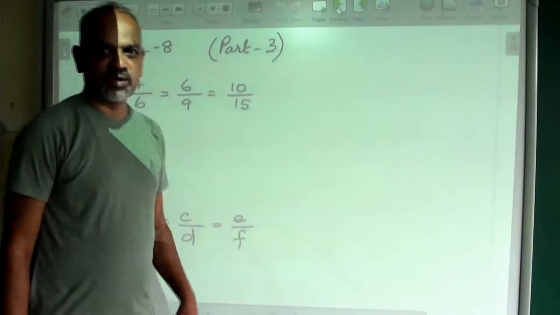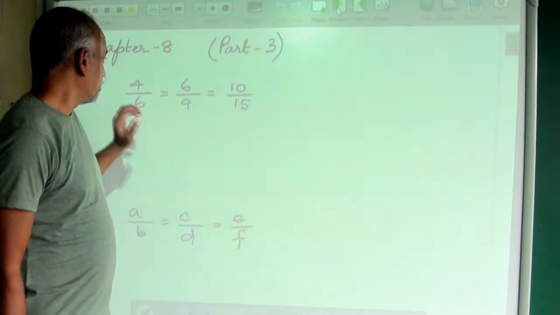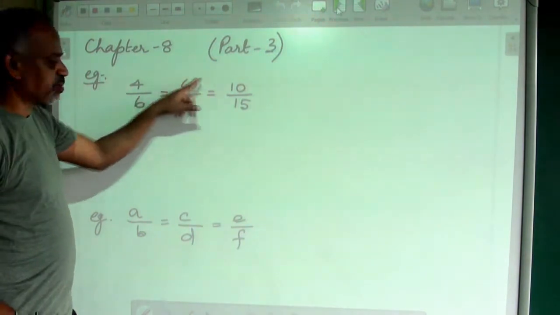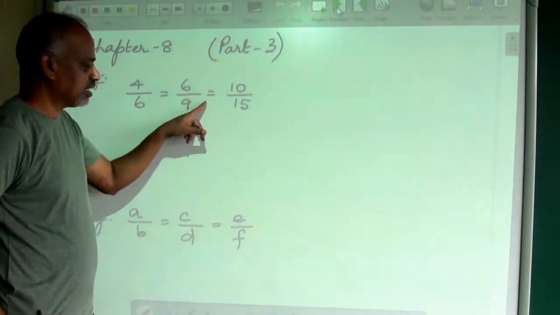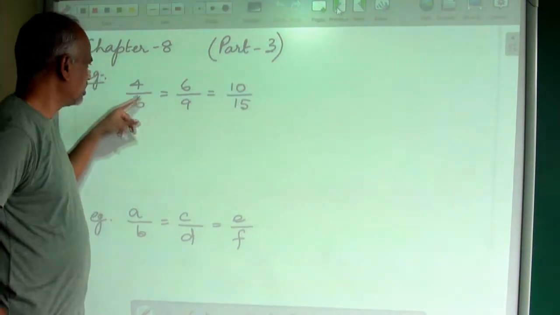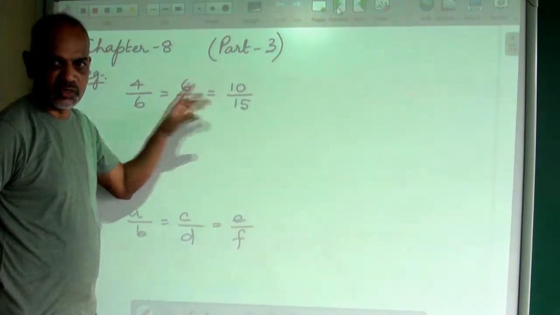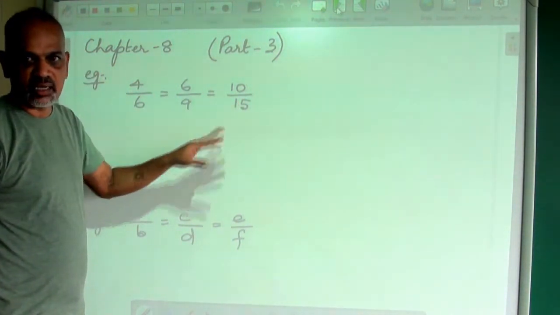This is the third part of the chapter on ratio and proportion. I have written an example here. This is the proportionality that is given: 4 by 6 is equal to 6 by 9 is equal to 10 by 15. This ratio is equal to this ratio is equal to this ratio, which means these 6 numbers which are involved are in proportion.